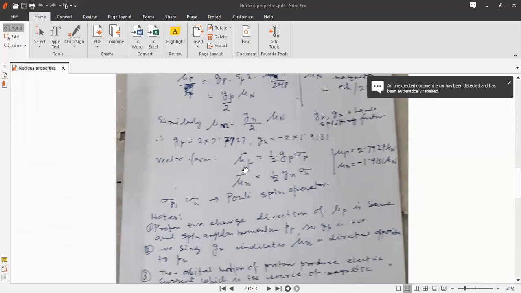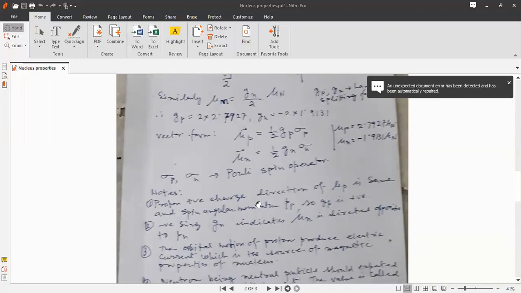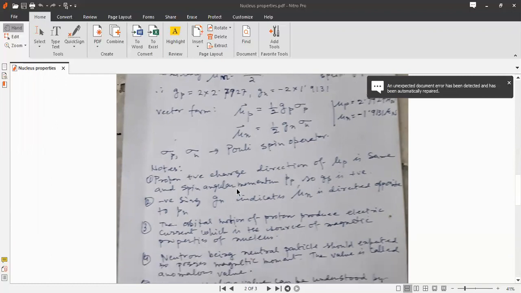Now, if you write it in vector form, we can write it like this, with sigma_p and sigma_n. Usually these are the Pauli spin operators, the conventional way of writing. Now, when we read all these properties of a nucleon, some very important information can be derived from these experimental observations of magnetic moment, binding energy, etc. So what are the important notes? They must be carefully studied.